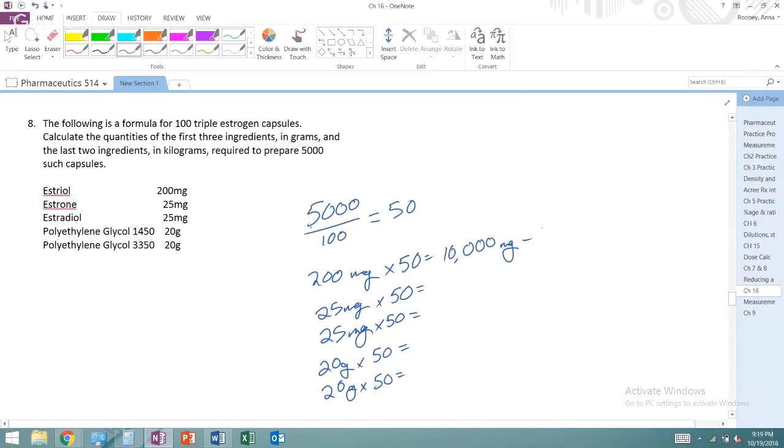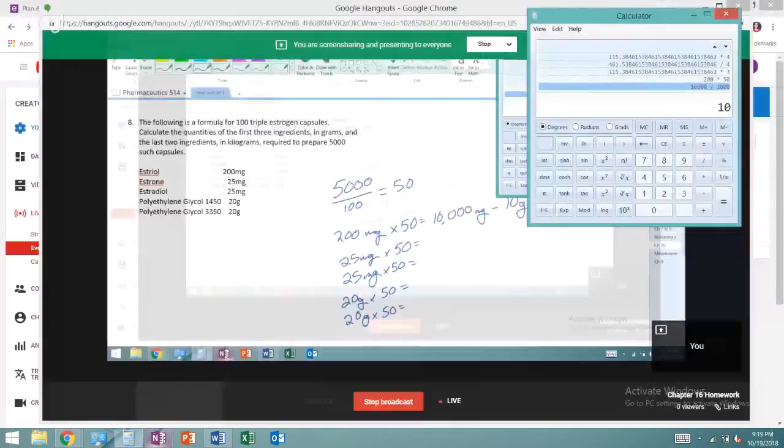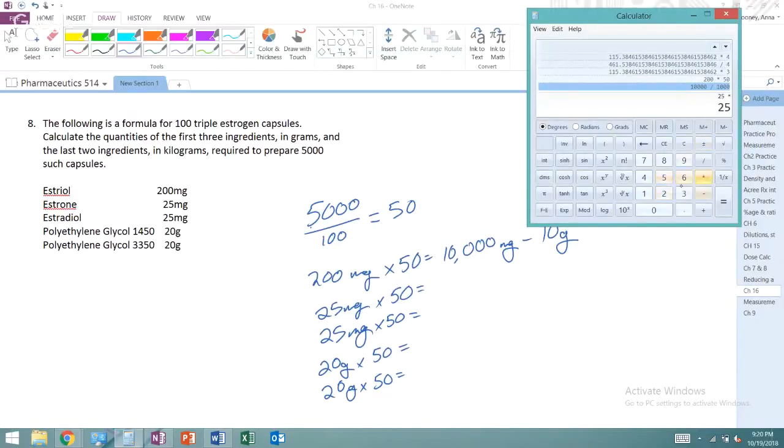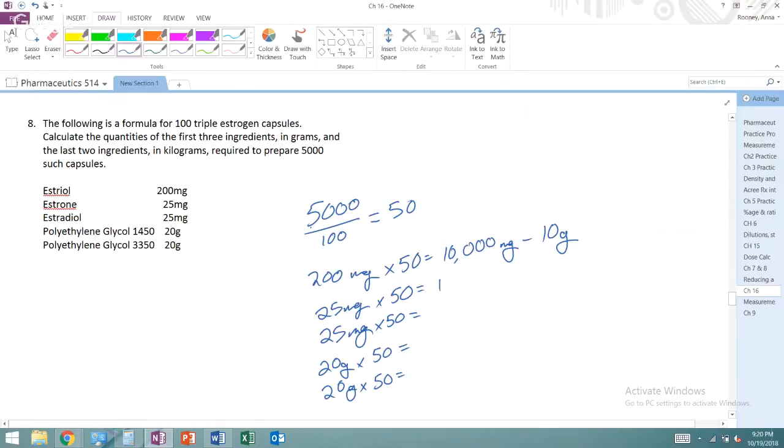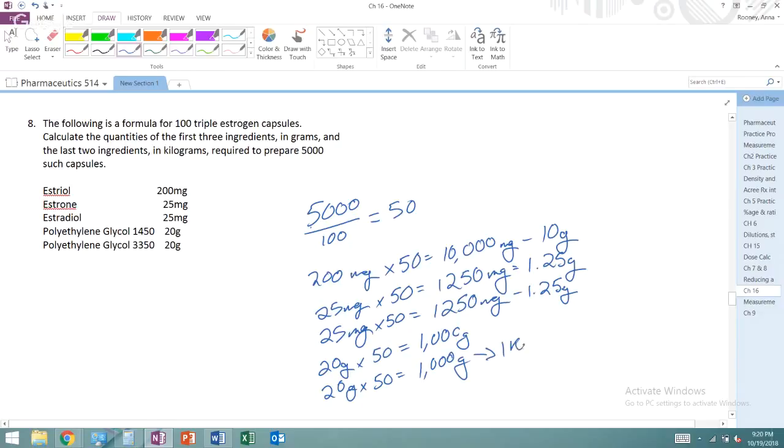So that is 10 grams. Why am I having the hardest time of my life right now? Doing stuff. And then we don't need to do that twice because we just figured it out. It's the same amount. And then this would be 1,000 grams because that's 10% of that, which is 1 kilogram.